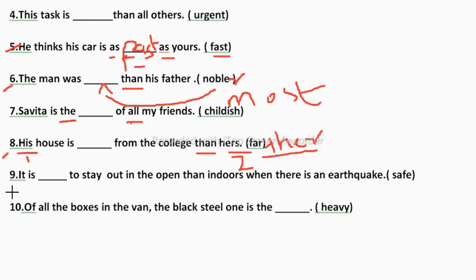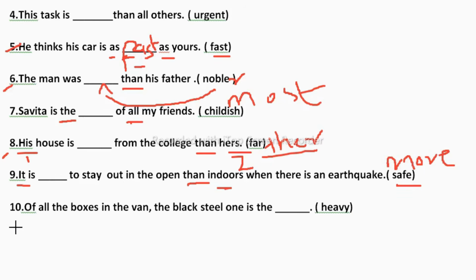Next one: it is dash to stay out in the open than indoors when there is an earthquake. So the word safe is given here. So it is dash to stay out in the open than indoors when there is an earthquake. Here again we are talking about two things, "than" is there. So safe is the word given here, so we need to make it comparative. We cannot write saver or safest, we need to write more safe, because we are talking about comparative. More, then safe.